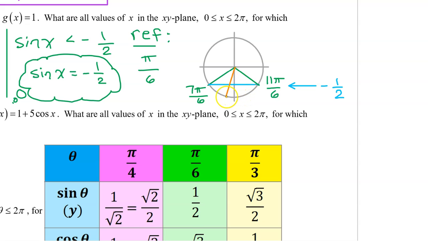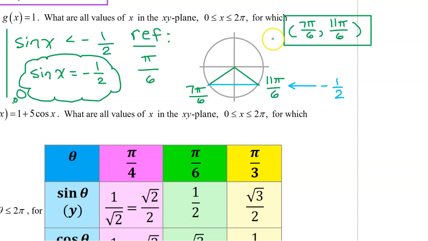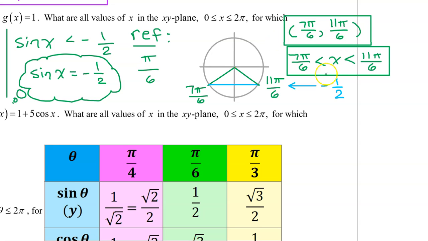So once again, the solutions will be on this interval from 7 pi over 6 to 11 pi over 6, because this is where the y values are below negative 1/2. In interval notation, the answer looks like this. And as an inequality, the answer looks like this.